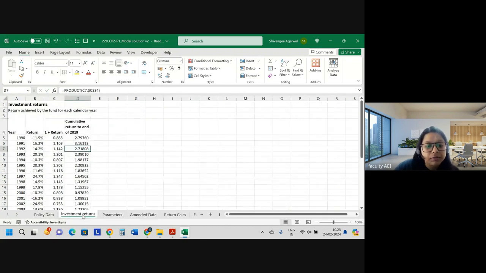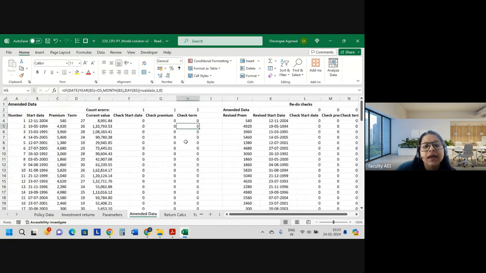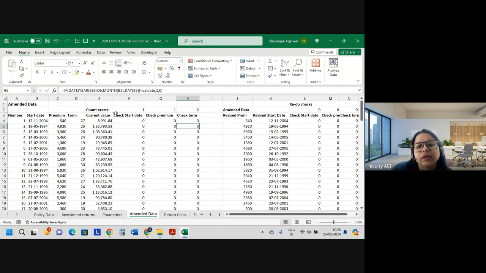See, this is the validation of the valuation date. And obviously this is something which is a little difficult in exam to understand or maybe do. But see, this is what they have done. To the year they have added the term. This is the month. This is the day. So the full date comes. Now this date, if it is less than the valuation date, then there is an error. Otherwise, it's not. So we have two errors.